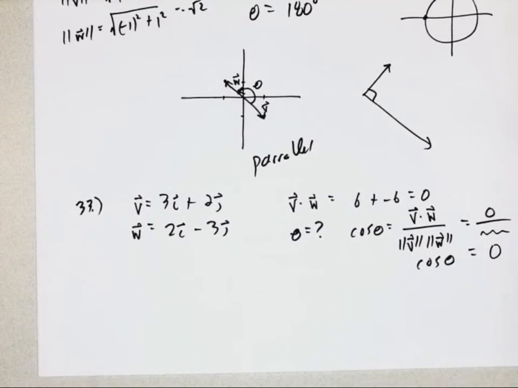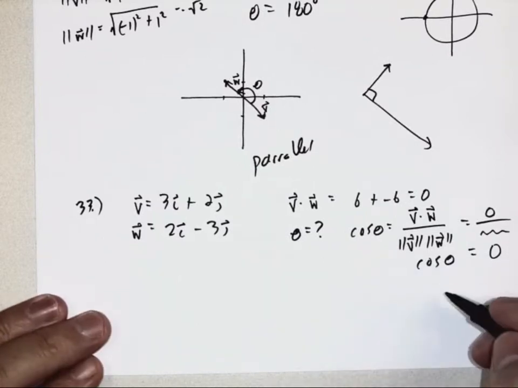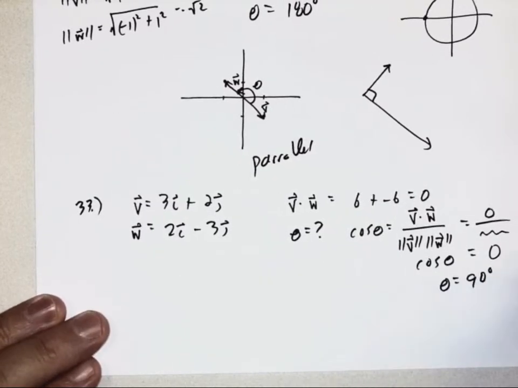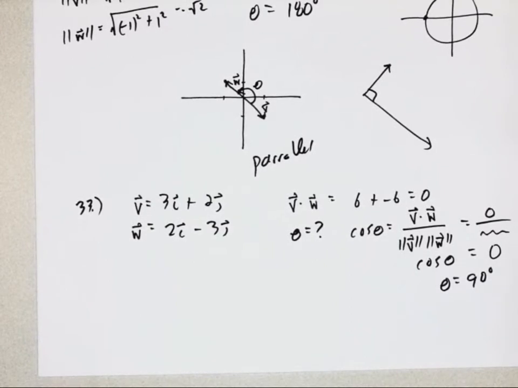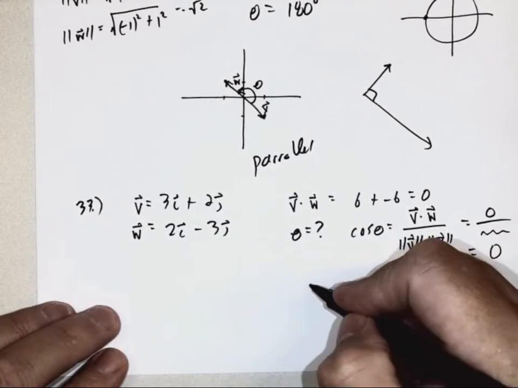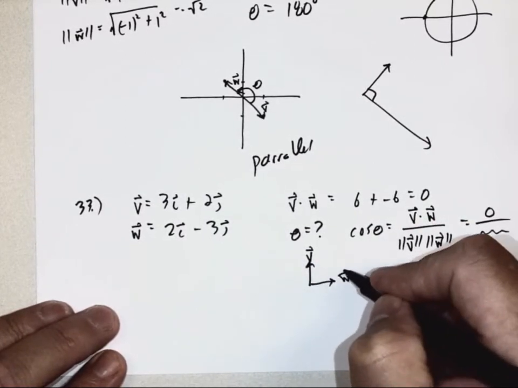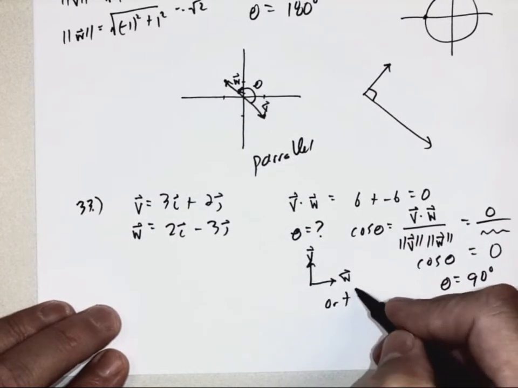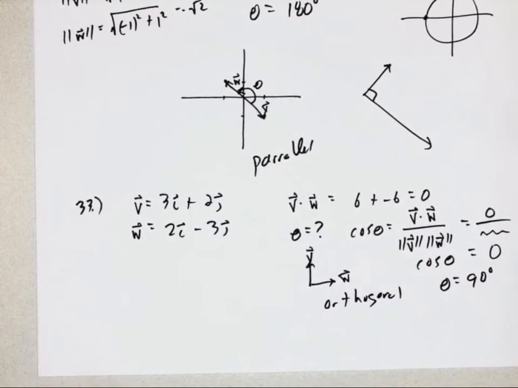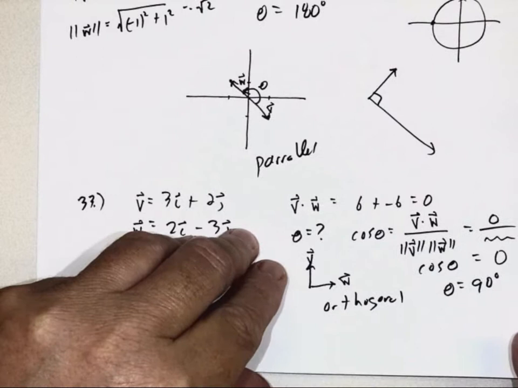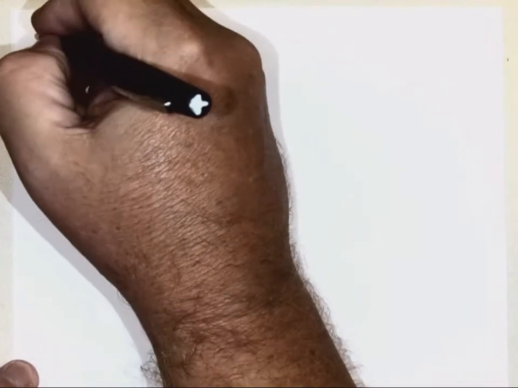Now you ask what angle theta has a cosine of 0? How about 90 degrees? So if two vectors are 90 degrees apart, what are they? They're orthogonal. Looks like there's one more of these, 34. So I give you guys lots of practice.